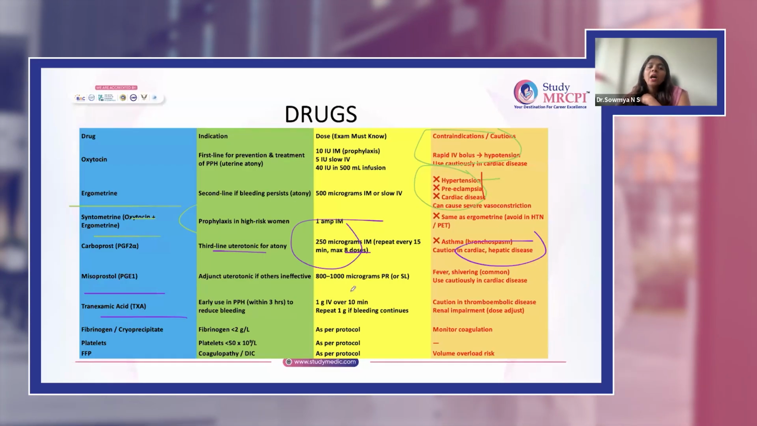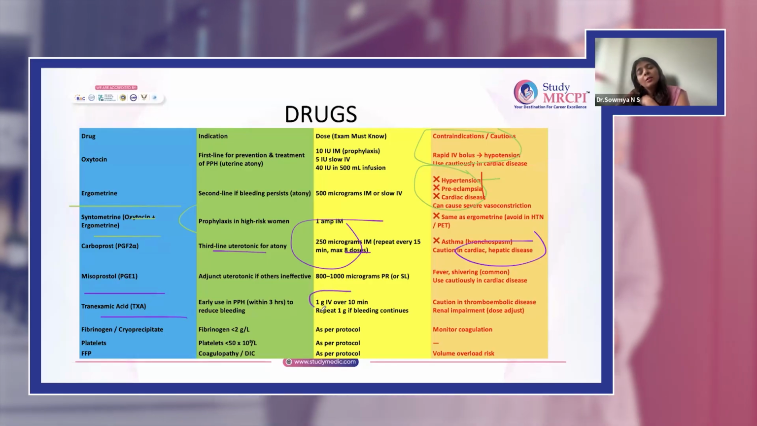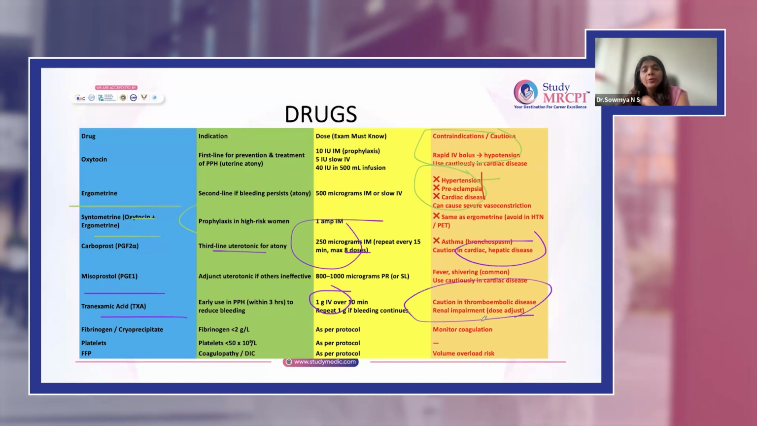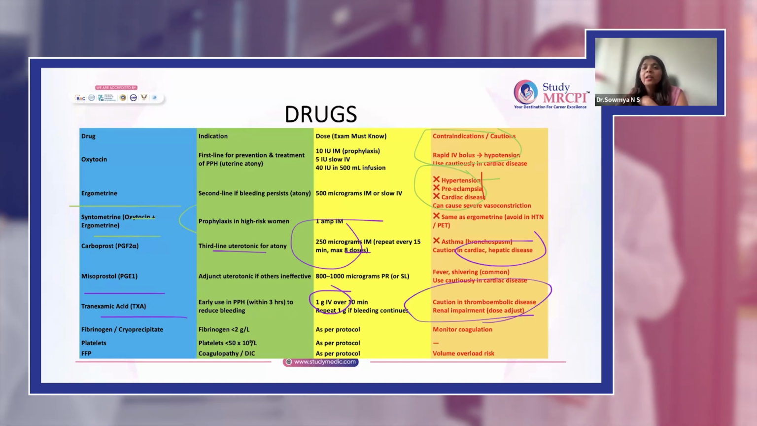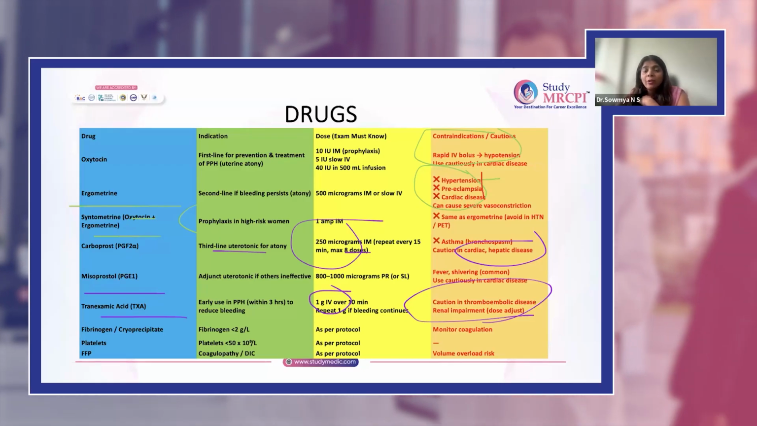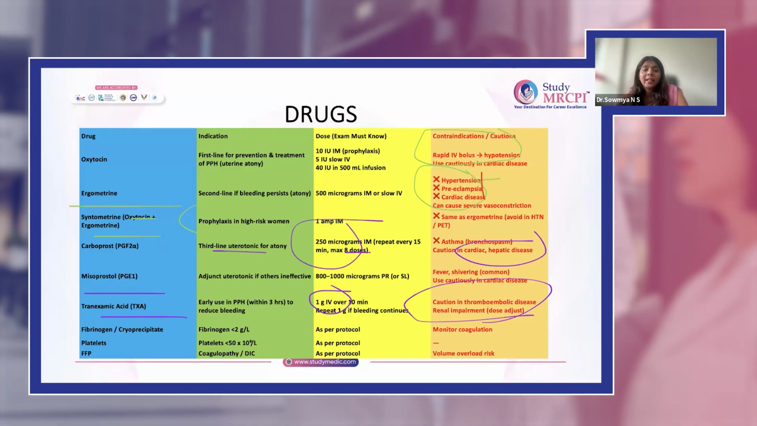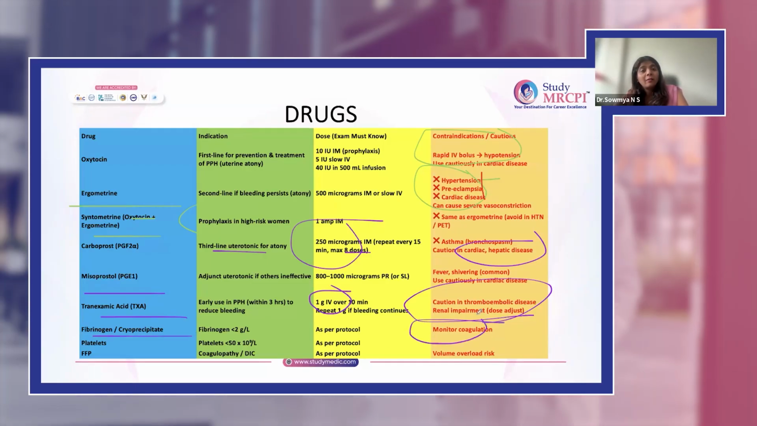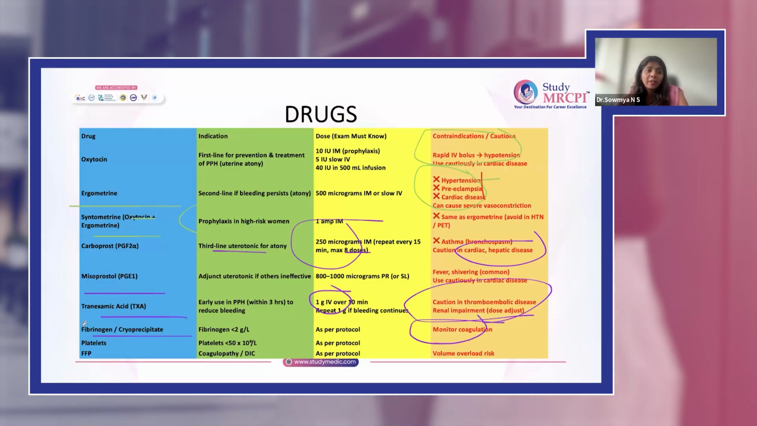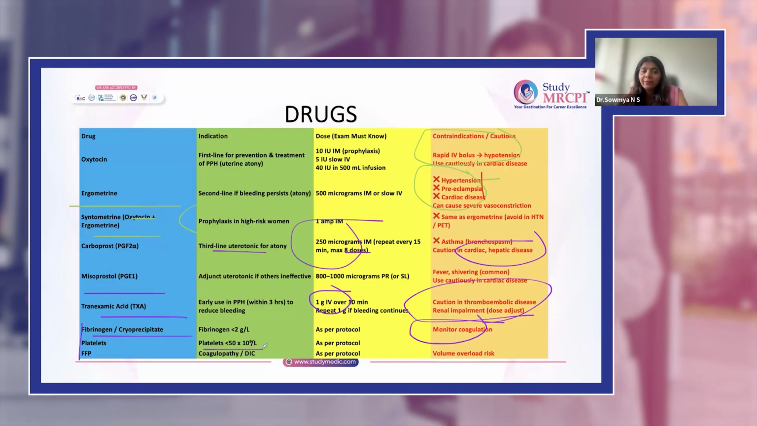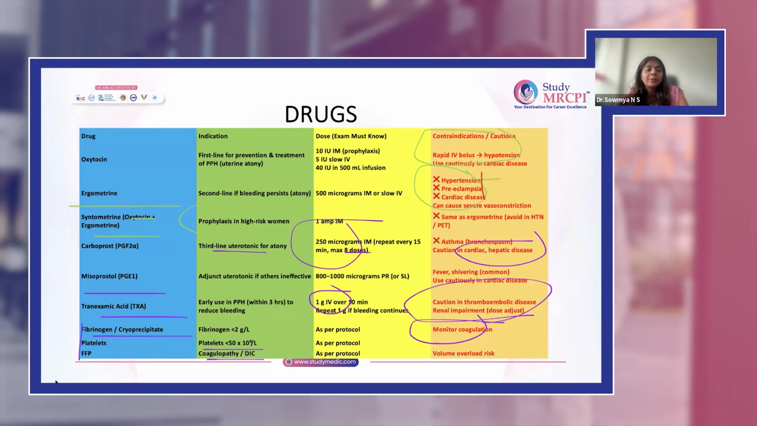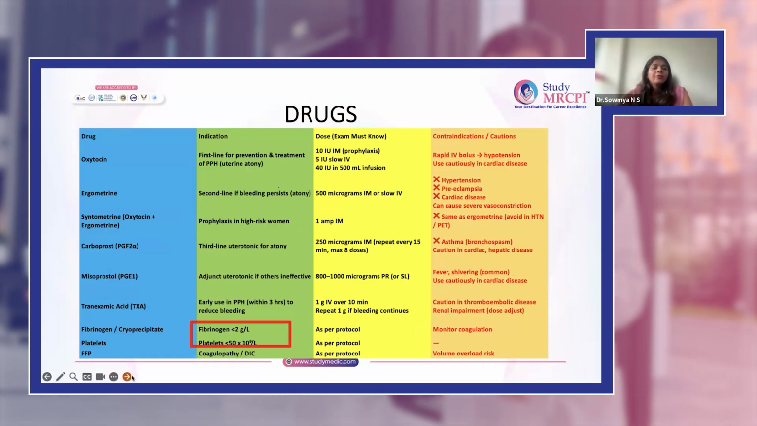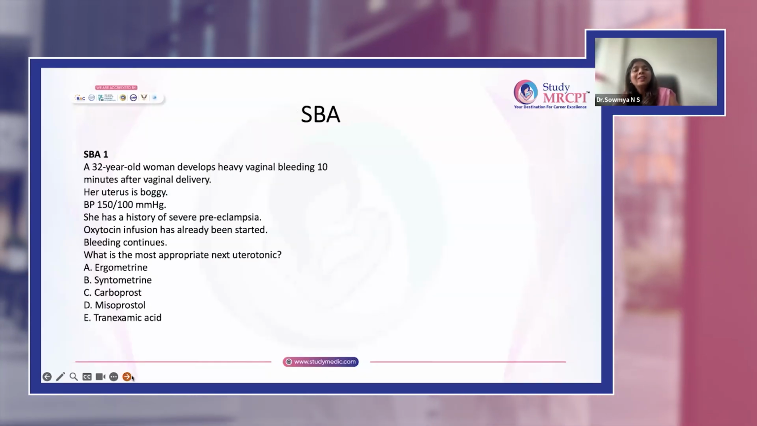Tranexamic acid, of course, you can use early in PPH, 1 gram IV. And also you can repeat, but the problem is you won't be using it in somebody who has a history of VTE, because it should be used with caution in thromboembolic diseases and renal impairment. Fibrinogen or cryoprecipitate, you can monitor coagulation and give, because this will come under blood and blood products. Platelets less than 50, FFP you will give in terms of coagulopathy, which we discussed during the last slide. Okay, fantastic. So let's see a few things on the drugs.